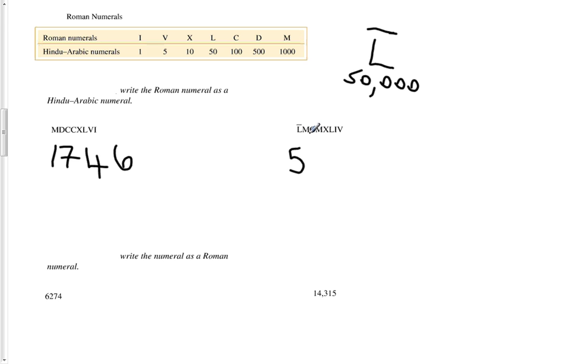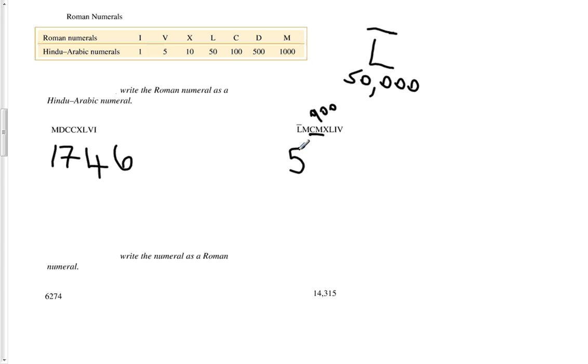So we're going to take those values and add them together. M is 1000 and C is 100. Actually, C is a smaller numeral than M, so this CM together means M, 1000, minus 100, which is 900. So CM makes 900.